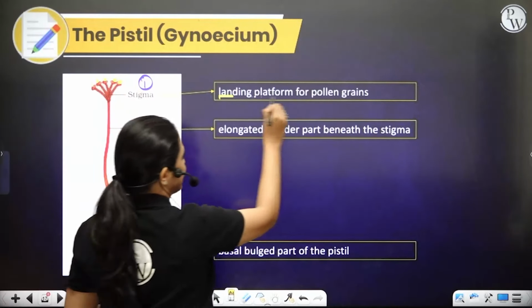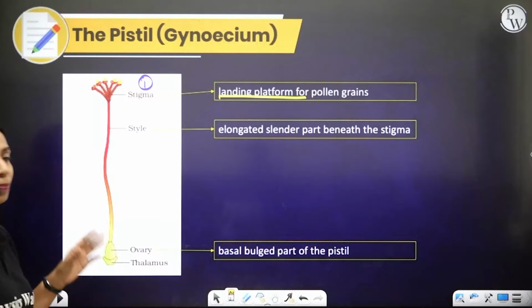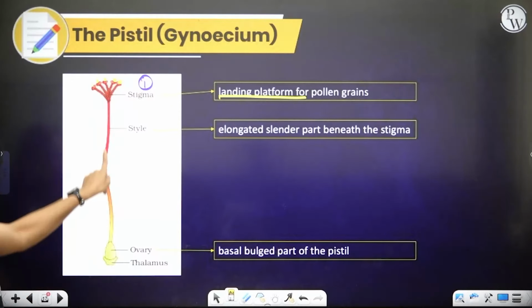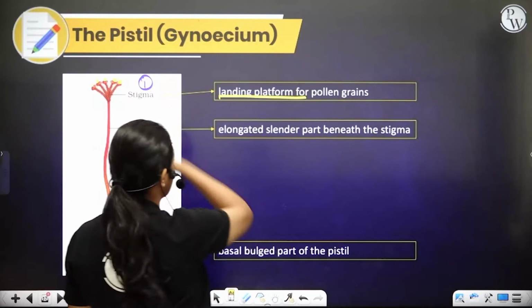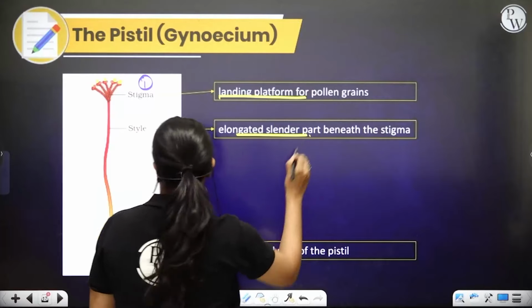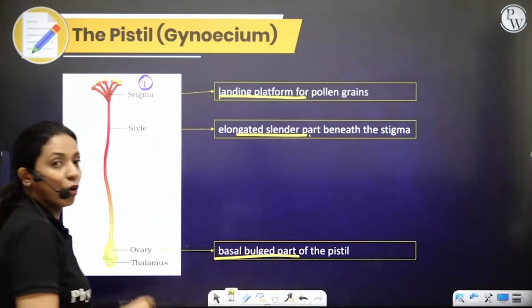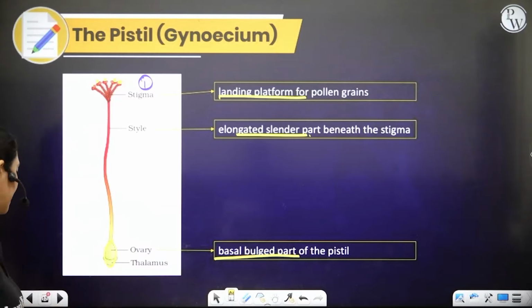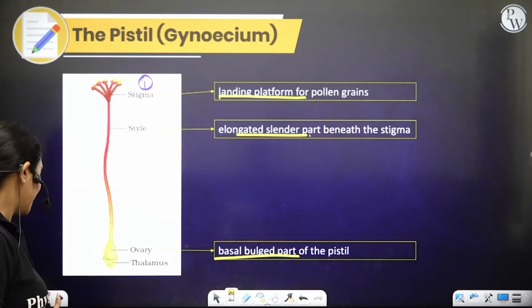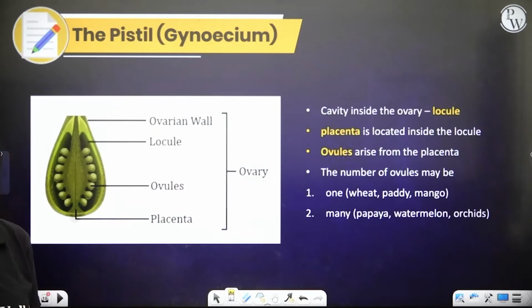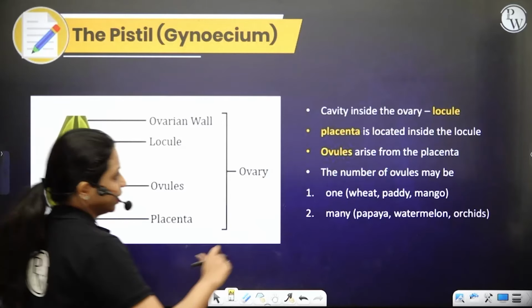So stigma is the landing platform for pollen grains. Style is the long slender part that lies beneath the stigma. Ovary is the bottom bulged part or the swollen part of the pistil. Within the ovary, you can find ovules. So there is a cavity within the ovary which we call the ovarian locule.